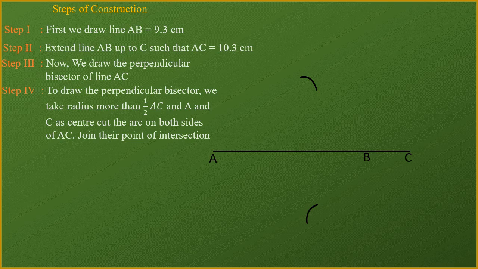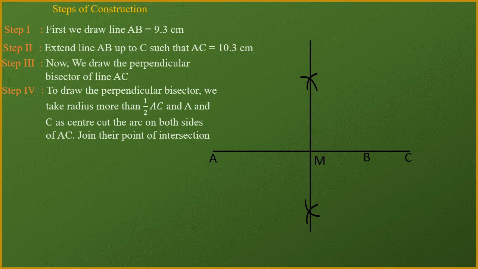Now you will take the point C and you will again draw two arcs, one above and one below. You will get the points of intersection. Now join these points of intersection. So you will get the perpendicular bisector of AC. Okay. Now wherever the perpendicular bisector is intersecting the line AC, I am giving that as point M.